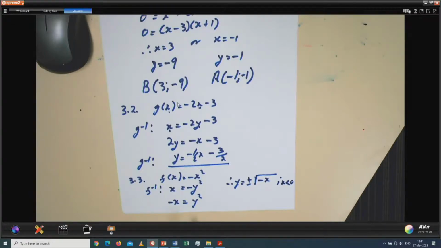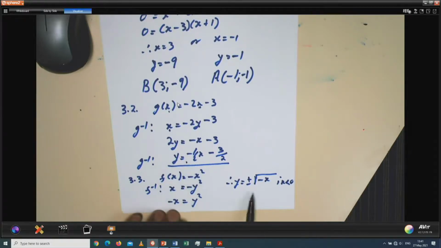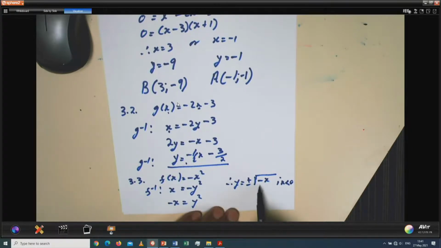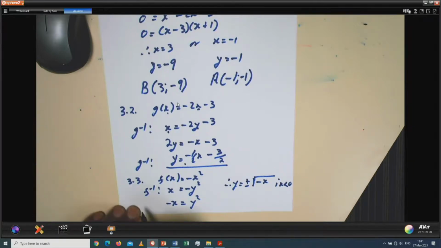Let's check question 3.4 going onwards. Now we have written down the inverse of g, and here this is the inverse of f. Here it is, the inverse of f. Let's carry on and look at the next questions.